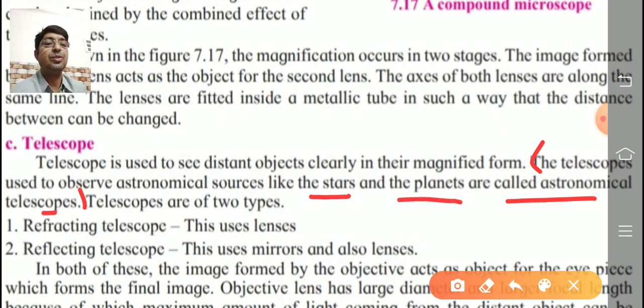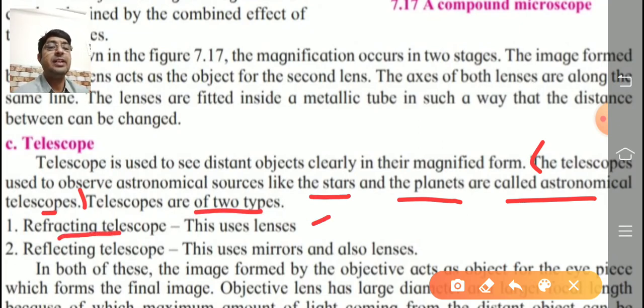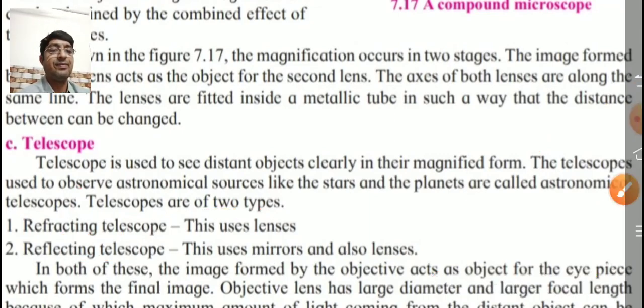So telescopes are of two types. Which is the first one? The first one is a refracting telescope. What is used in this refracting telescope? Two lenses are used. And the second one is a reflecting telescope. This uses mirrors as well as lenses.